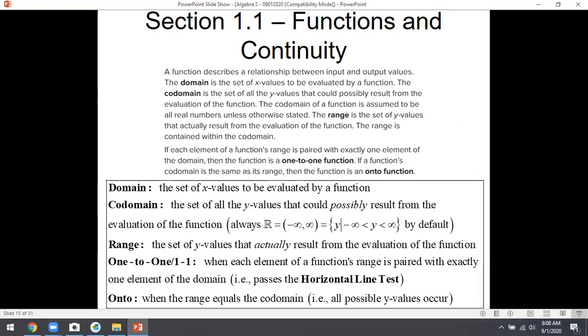Onto is a fancy word for saying when your range actually equals your codomain. When you get out everything you could possibly get out, then you're onto. If we dropped all this COVID stuff and all of a sudden had class here every day, then my range of students, everybody here, would equal my codomain. Everybody who actually comes to school would be all the people who could possibly come to school.